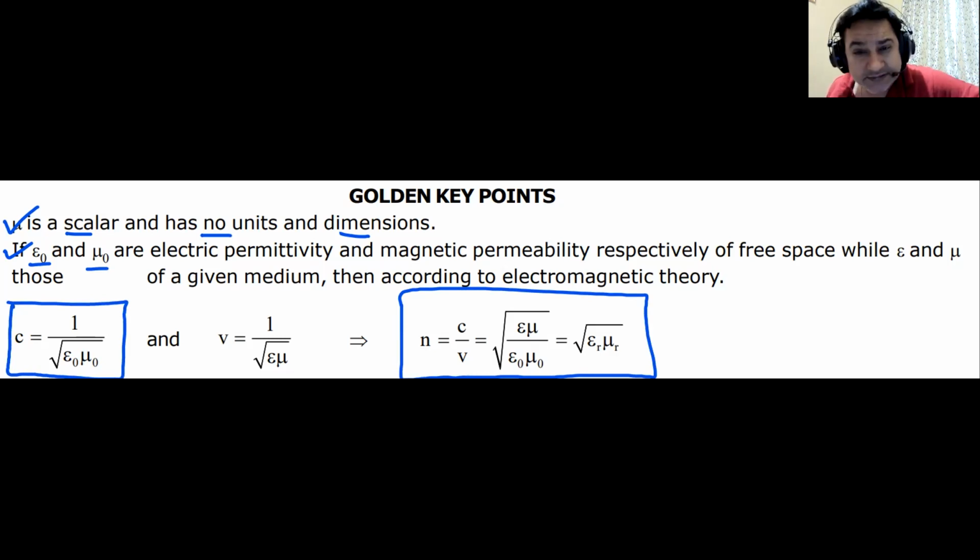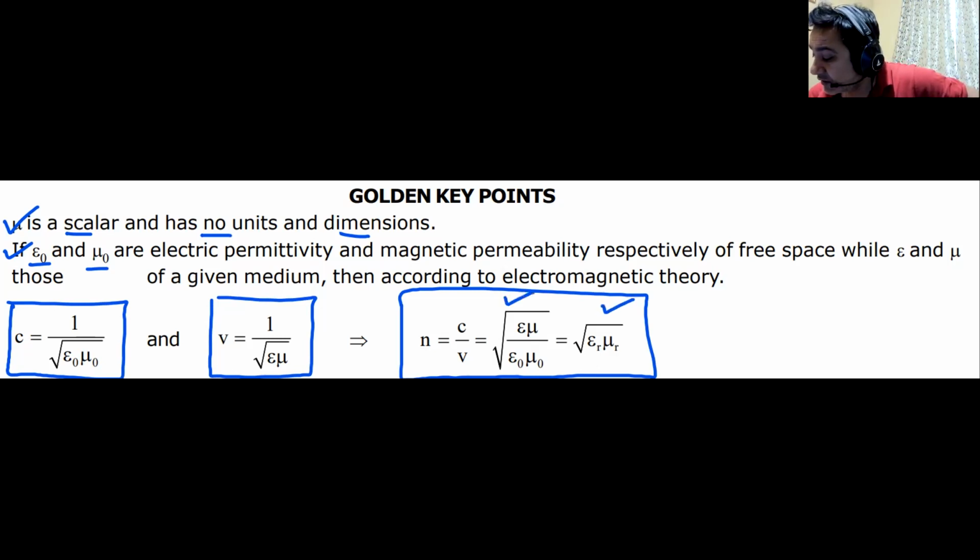This is how you can find the speed of light in vacuum. Remember this relation: c is 1 by root over epsilon naught into mu naught. Similarly, v, the speed of light in that medium, will be 1 divided by root of epsilon into mu, where epsilon is the permittivity of that medium and mu is the permeability of that medium. If you divide these two, this is the formula that you are getting. It's a very, very important formula. A question straight away from this formula would be asked in the examination hall. Remember all those variations. I'll give you a minute to note these things down.